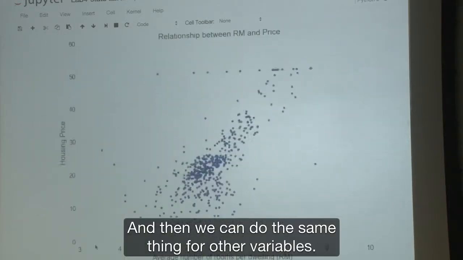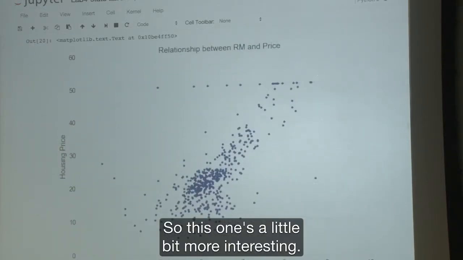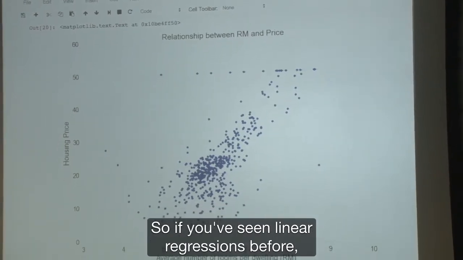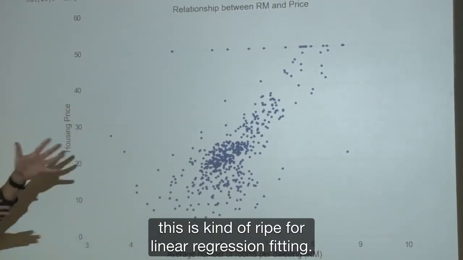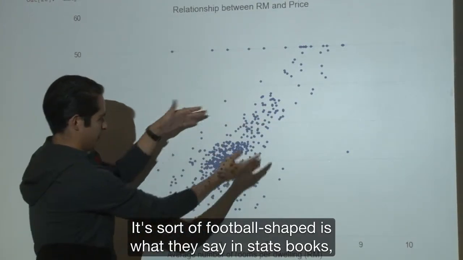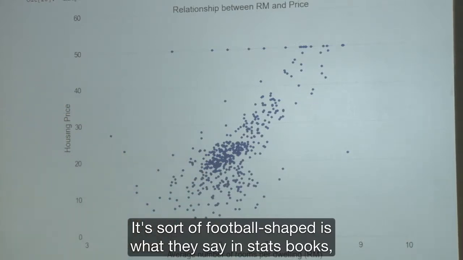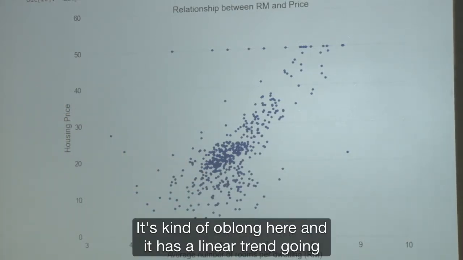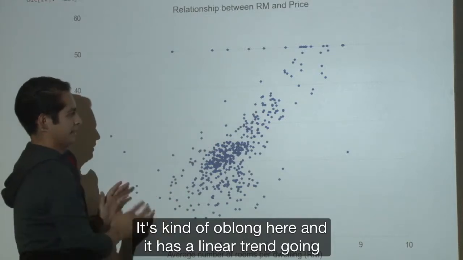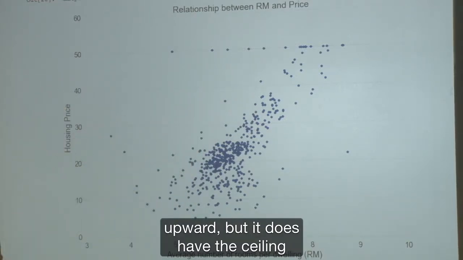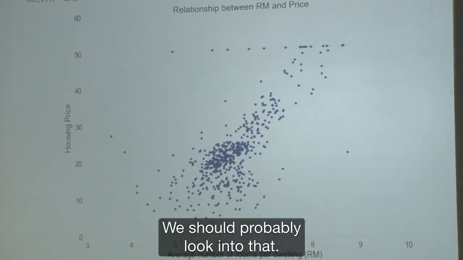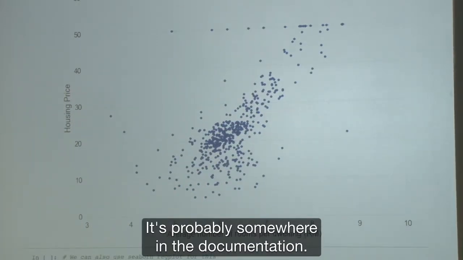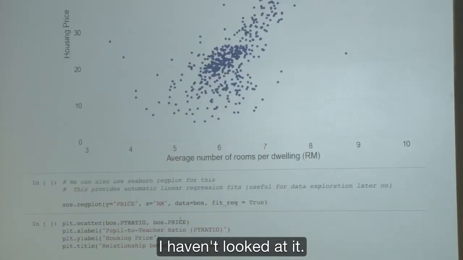And then we can do the same thing for other variables. So this one's a little bit more interesting. If you've seen linear regressions before, this is kind of ripe for linear regression fitting. It's sort of football shaped, is what they say in stats books, but you don't need to say that. It's kind of oblong here, and it has a linear trend going upward. But it does have the ceiling here, which is interesting. We should probably look into that. It's probably somewhere in the documentation. I haven't looked at it, but okay.